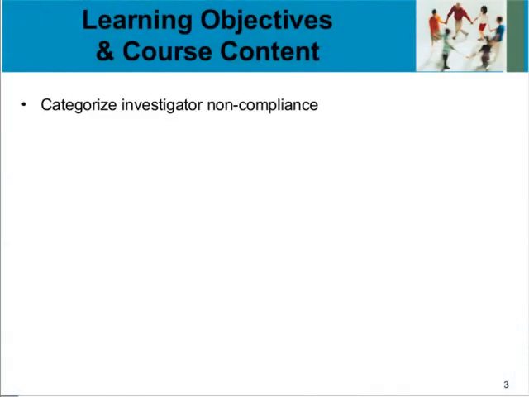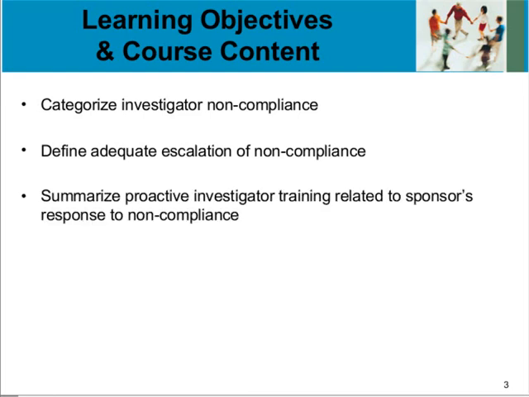Our learning objectives today are, we're going to categorize investigator noncompliance. We're going to categorize it, and you'll see it's very, very important to do this to be able to manage it. And then we're going to define adequate escalation of noncompliance, and then get into a proactive mode of how we can establish these expectations to be able to enforce noncompliance.